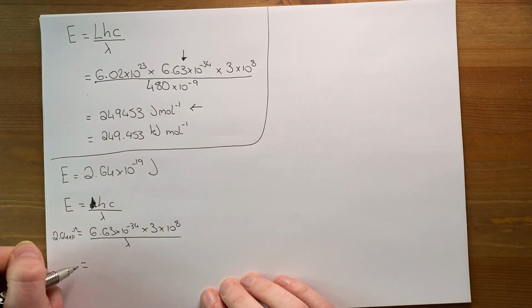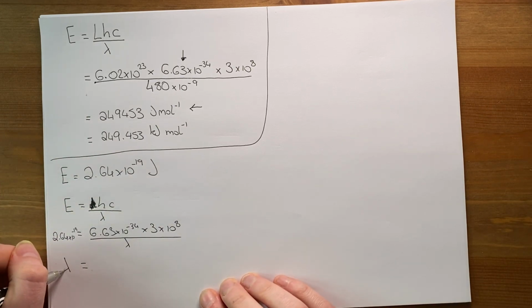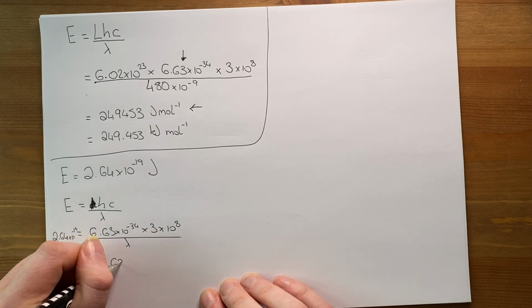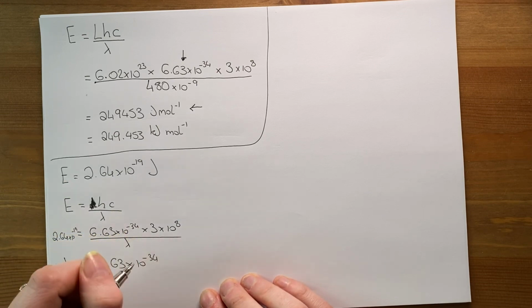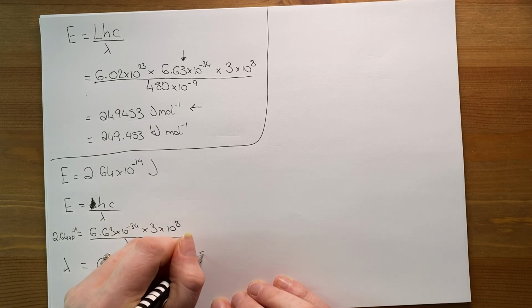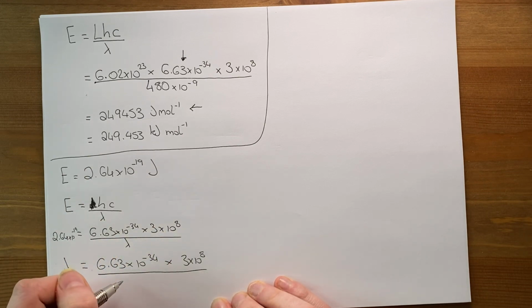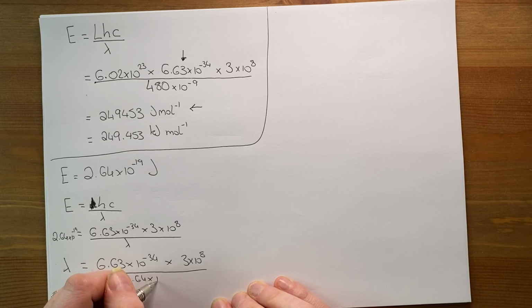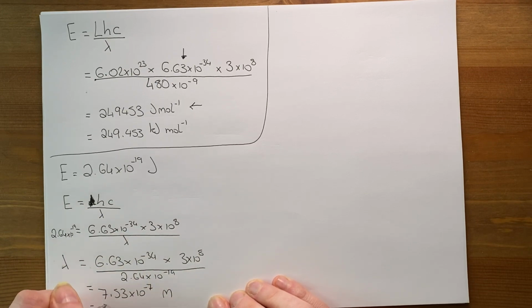In order to rearrange that then, I'm going to have lambda equals 6.63 times 10 to the minus 34 multiplied by 3 times 10 to the 8. And I'm going to divide that by 2.64 times 10 to the minus 19. And that is going to give me an answer in meters, which is 7.53 times 10 to the minus 7, and that's in meters. So if I wanted nanometers, that's 753 nanometers, which we're happier with in chemistry.